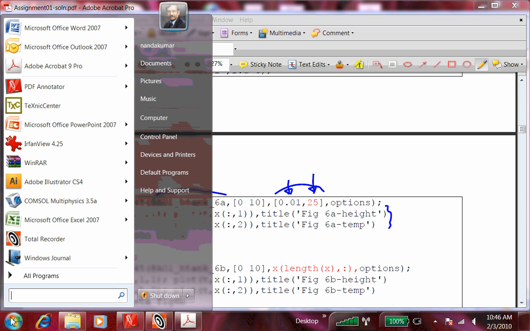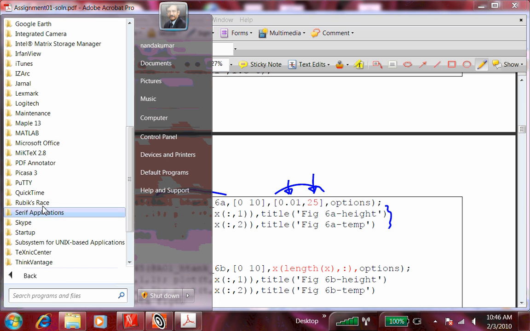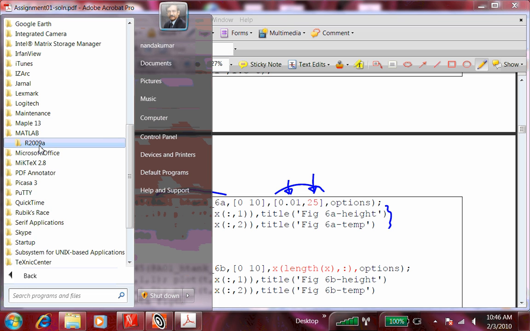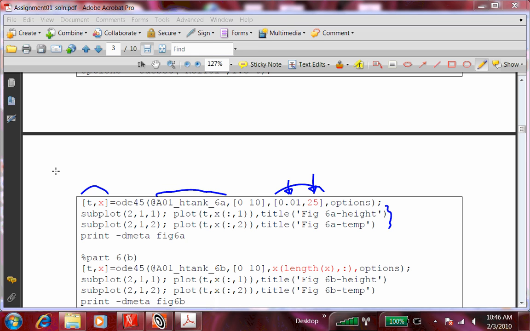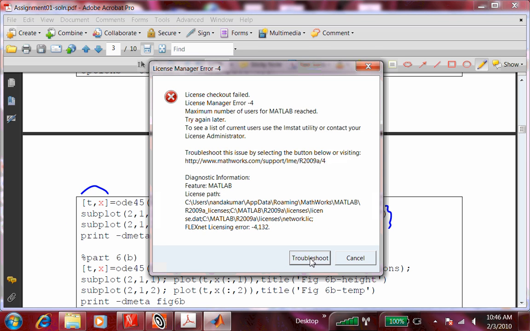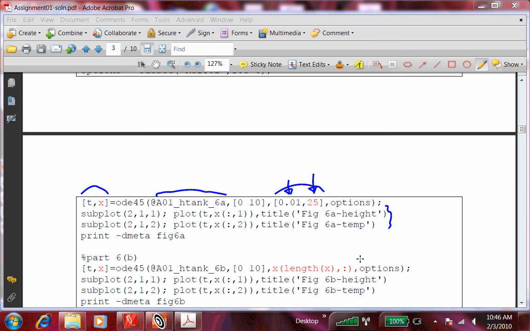I'm going to show this in MATLAB, but all MATLAB licenses are checked out. So I'm not able to start MATLAB here. Let's try. Yeah. The maximum number of users reached. LSU has only about 40 licenses, I think, for the whole engineering. So there are 40 students who are using MATLAB right now. Has that ever happened to you in the lab? If it does, you need to tell the people so that they buy more licenses. So today, it looks like I cannot use MATLAB to illustrate anything.